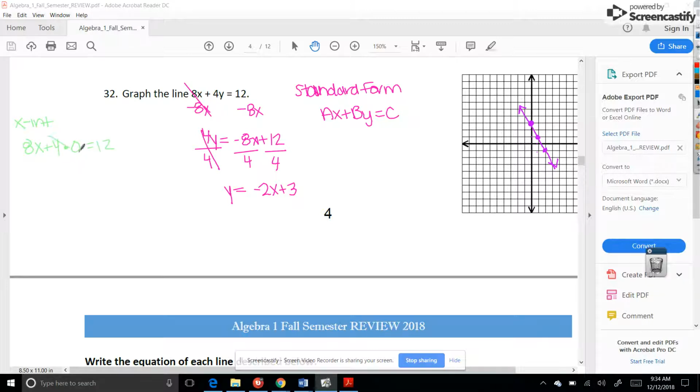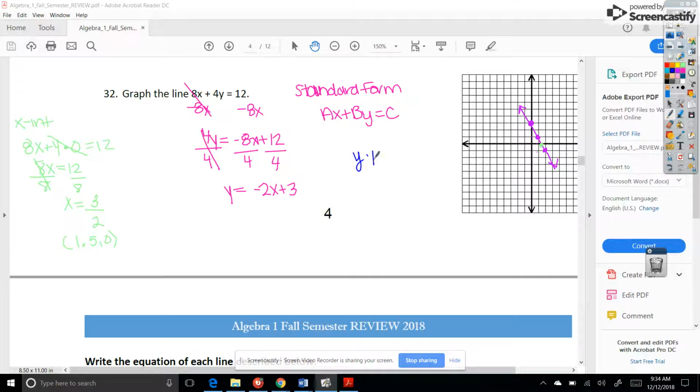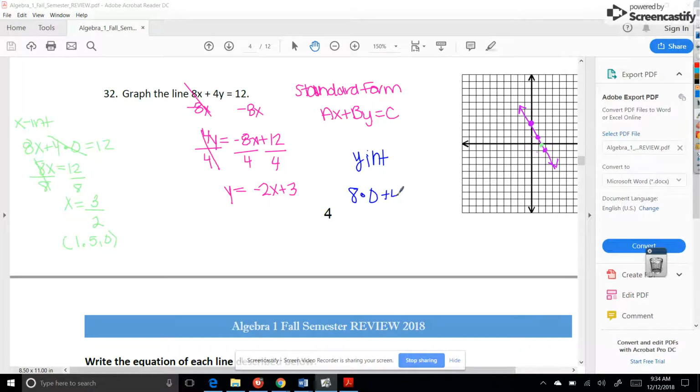In an alternate way, I can find the x-intercept by plugging in a y value of 0 and solving. And 12 and 8 are both divisible by 4, so 12 divided by 4 is 3, 8 divided by 4 is 2, and we can see right here's my x-intercept of 1.5. And then to find my y-intercept, I can substitute in a 0 for the x, and I can divide both sides by 4, and y equals 3, which is what I already knew from there.